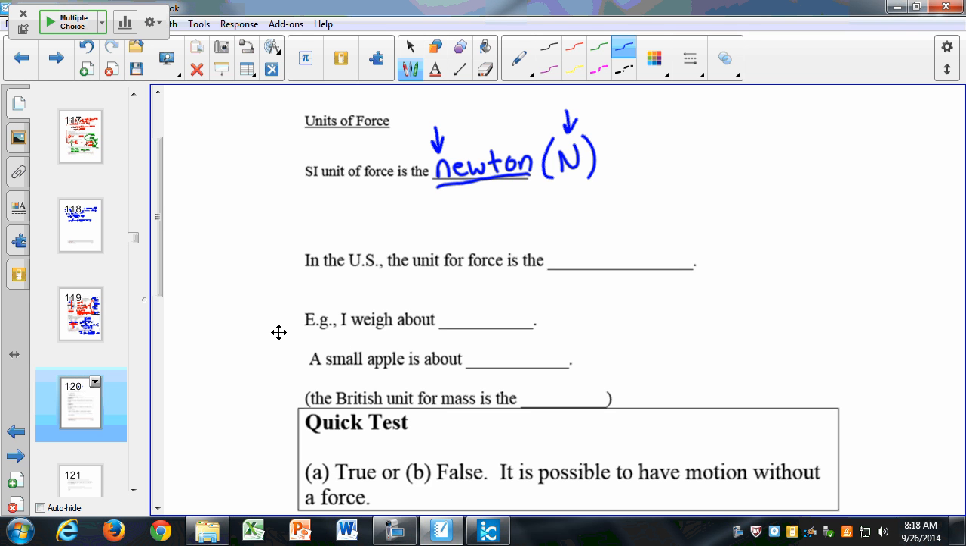All right. In the U.S., what's the unit for force? In the United States, what do we use for force? Right. So we use pounds, which is lb for some reason. Anybody know why lb is the abbreviation for pound? Do you know?